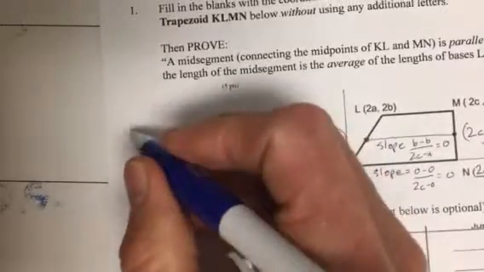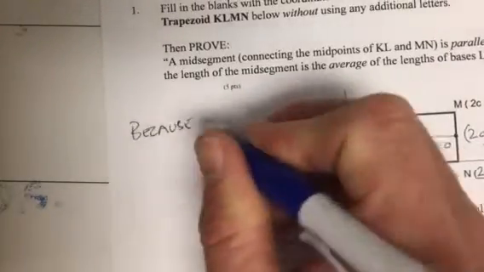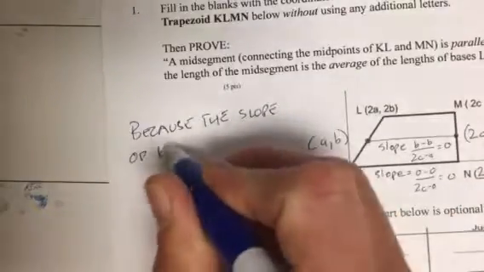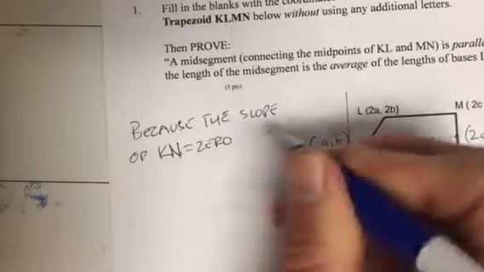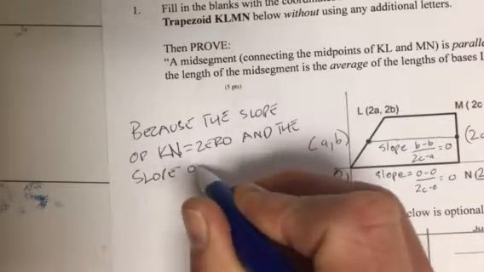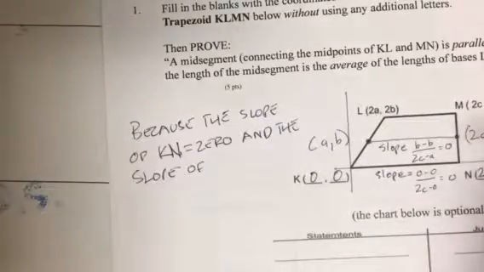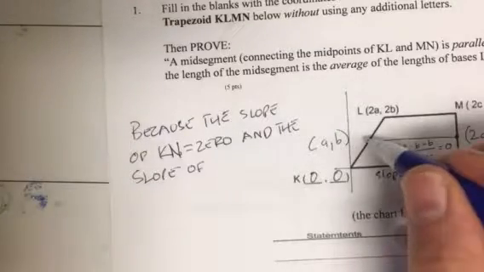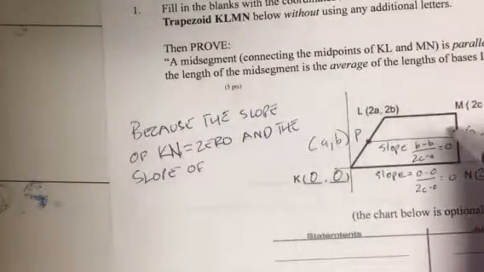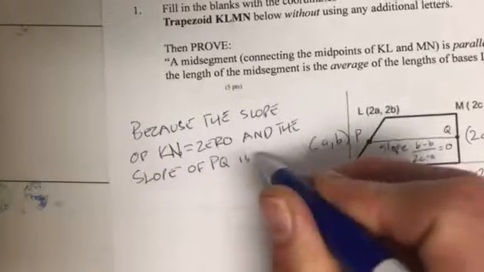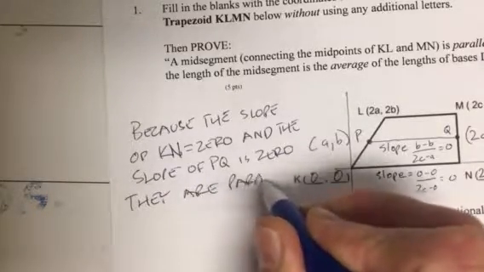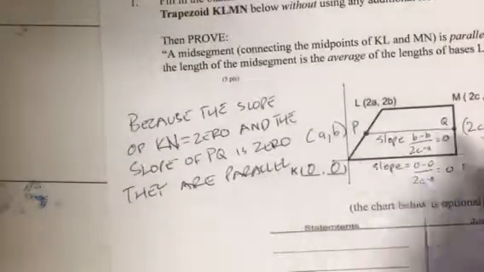I guess I can write it here. Because the slope of KN equals 0, and the slope of this, let's see, we can call it PQ, they are parallel, all right? That's like how we do things in coordinate proof. If the slopes are the same, the lines are parallel.